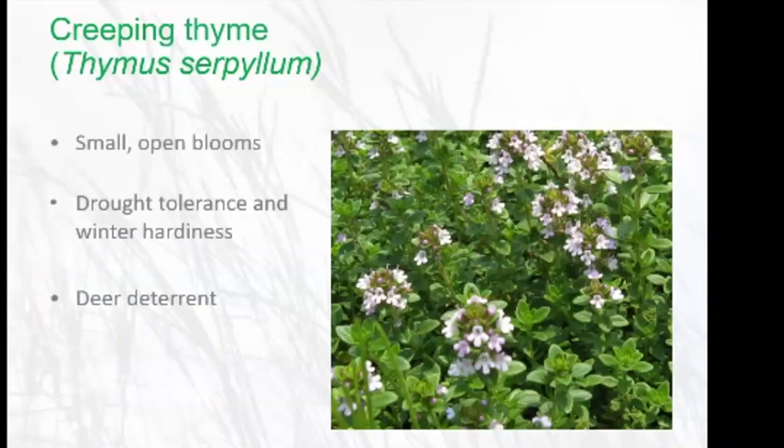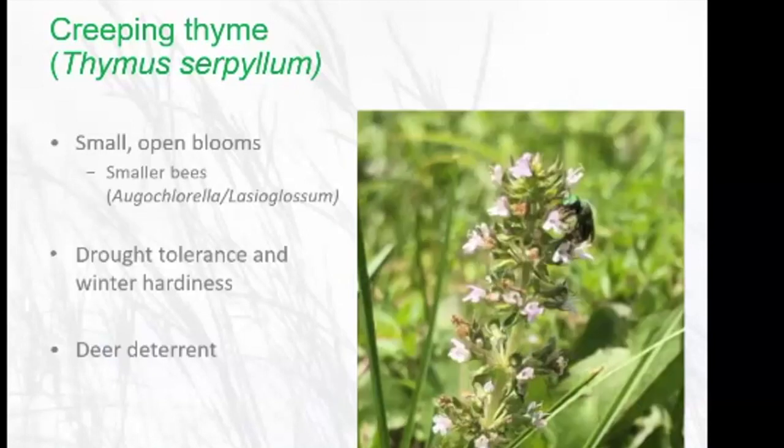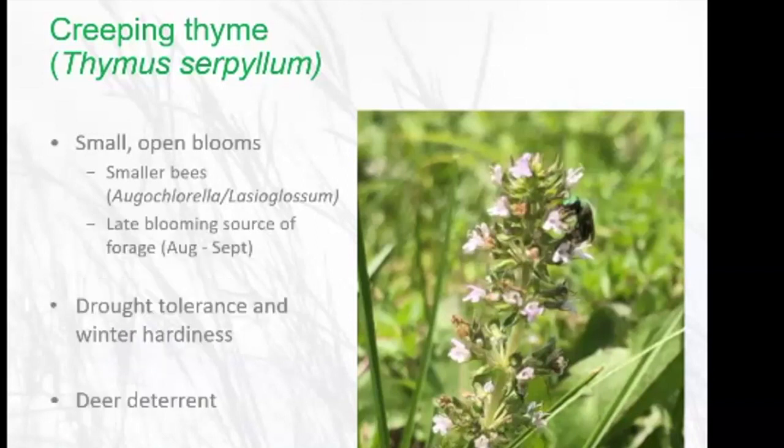Creeping thyme, very teeny tiny blooms. We figured great food for smaller bees, and no surprises here. There's going to be no redirection here. Just tons of teeny tiny little bees on creeping thyme. What is really exciting is that these flowers bloomed really late into the year. So when I was a student, we saw this blooming primarily in August and September.